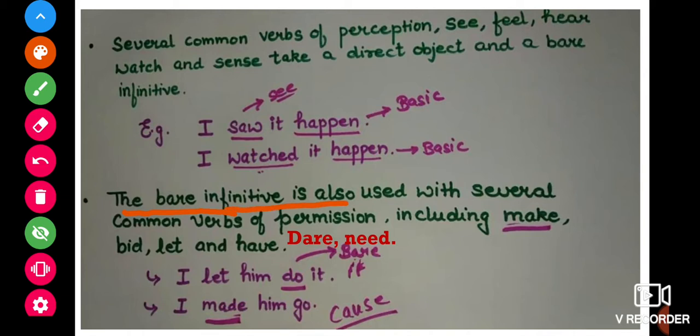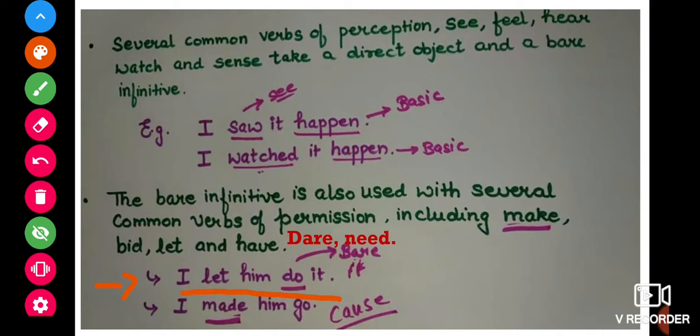The bare infinitive is also used with several common verbs of permission, that means verbs giving us permission to do something, including make, bid, let, and have. And yes, I have added two more words, dare and need. So always remember, bare infinitives are used with words like make, bid, let, have, dare, need. You'll have to memorize these words. Let us look at the example.